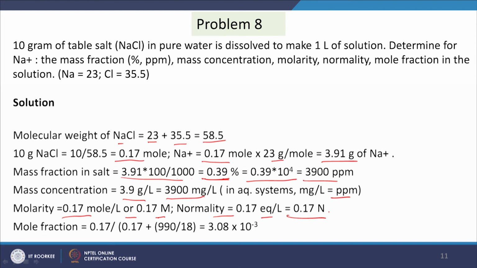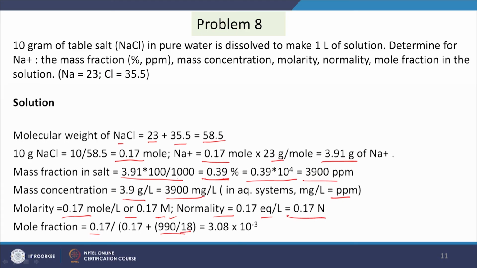Now if we want to get the mole fraction, how many moles of sodium are there, and how many total moles are there, that is water plus sodium. So, 0.17 moles we have got for sodium, and another will be for water. So, we have 10 gram, 1000 minus 990, that will be the water mass divided by 18. That will be the number of moles of water. So, this plus this is the total mole, and this mole by total mole is equal to the mole fraction. So, we are getting 3.08 into 10 to the power minus 3. So, as per the problem statement, we are able to solve it.